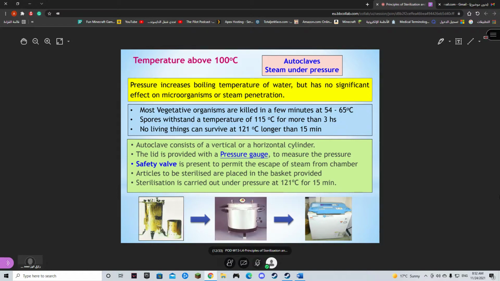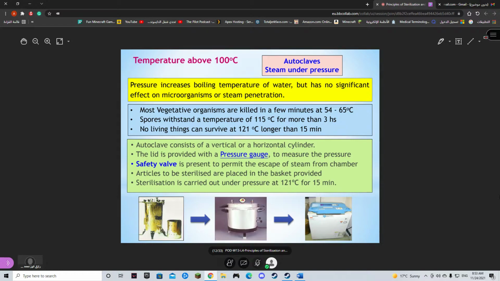Temperature above 100 degrees Celsius. Very important. All hospitals have different types of autoclave. This one is for the normal laboratory. This one we have in our lab. This one is the same thing in our lab. This one you will see in the dental clinic, because it's very small. We call it a pressure cooker autoclave. And the mechanism is almost the same. See over here, guys.